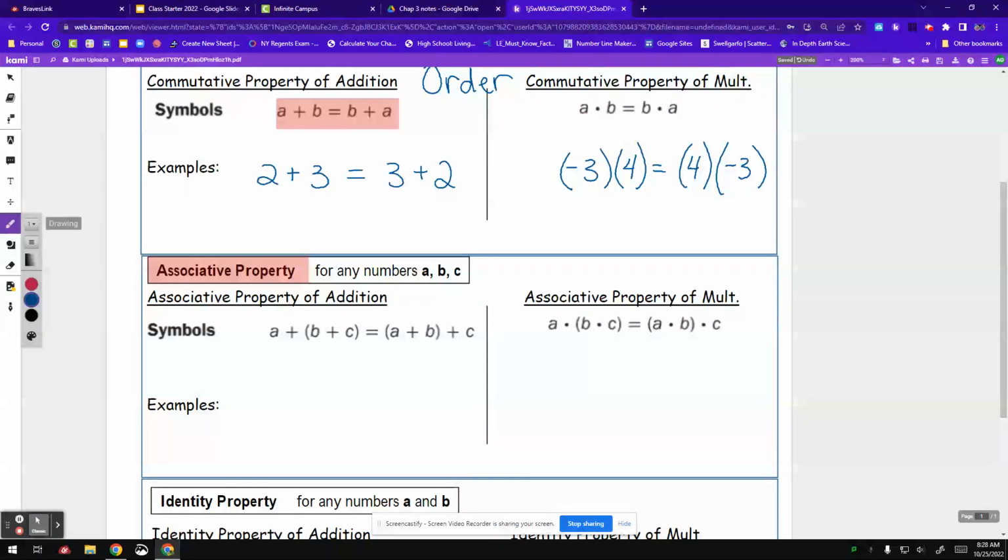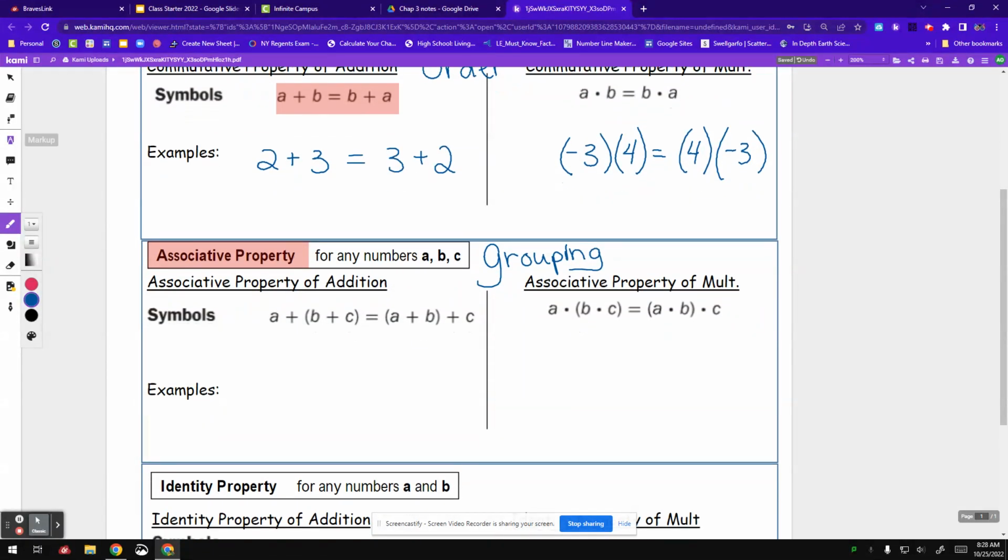The associative property is the one that deals with grouping. Commutative is order, associative is grouping. Notice that on this side, the order is a plus b plus c, and it is still a plus b plus c on this side. The order didn't change. What changed is the location of the parentheses. On the left, you have to do the b plus c first. And on the right, you have to do the a plus b first. So the thing that changed is what was in the group.